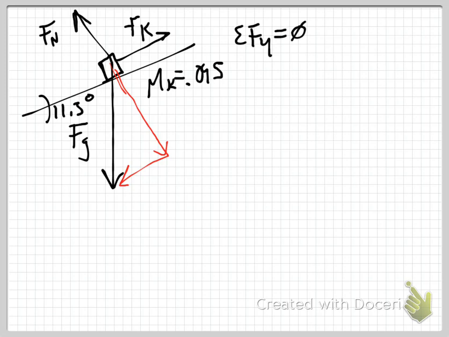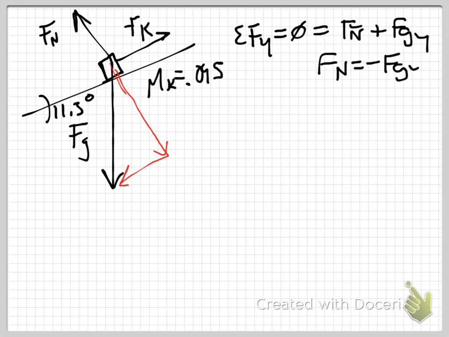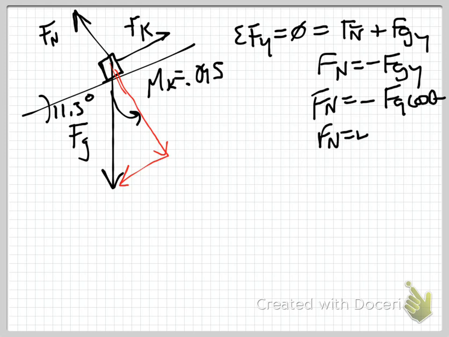So on the y, of course, it's 0. We've got Fn plus Fgy. So Fn equals negative Fgy. And if you really want to be anal about it, you probably should, you take this all the way down to, well, that means it equals negative Fg cosine theta. Well, that means that Fn equals negative mg cosine theta. And you have just proved that Fn equals negative mg cosine theta.